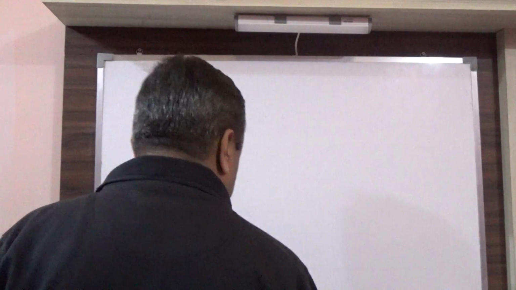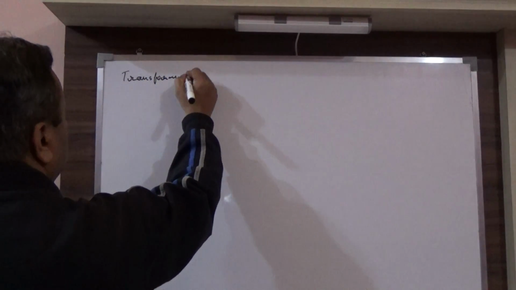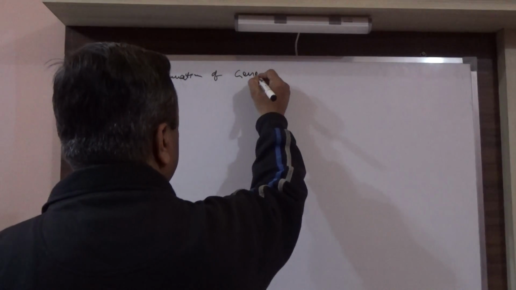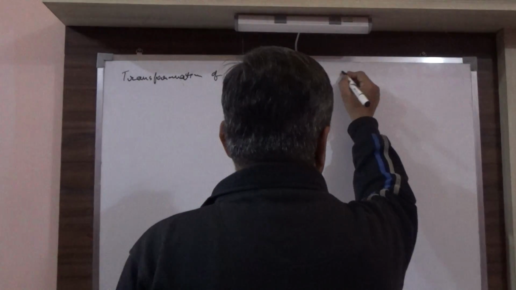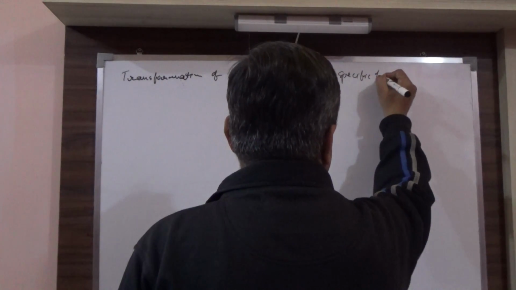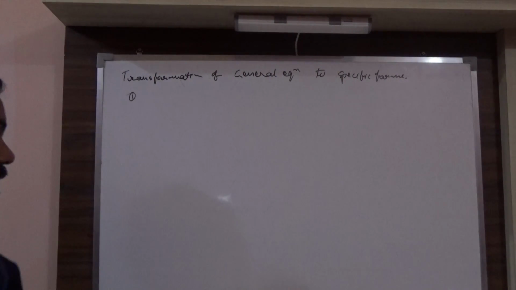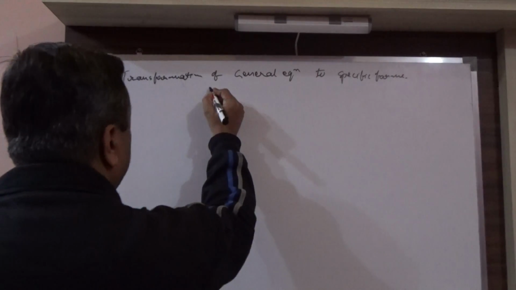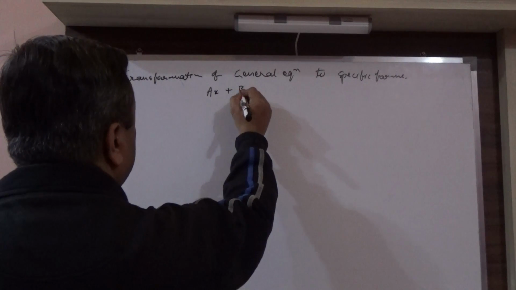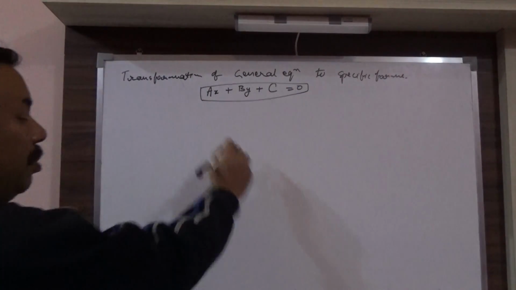I will start with transformation of standard equation or a general equation to specific forms. Okay, so first I will transform. What will be my general equation? My general equation is normally ax plus by plus c equal to 0. This is your general form of equation.